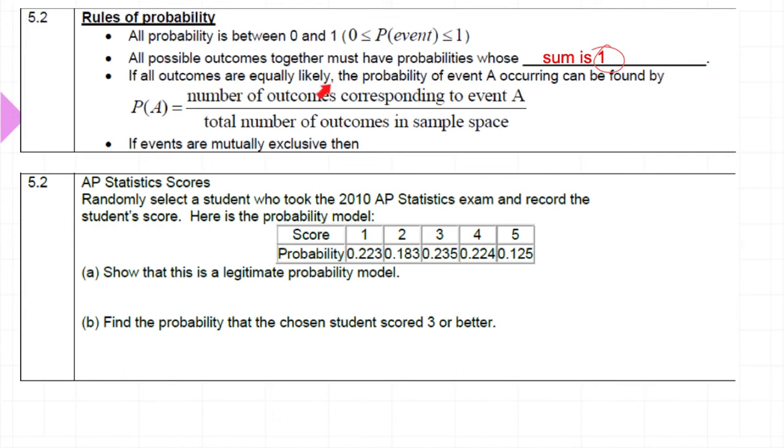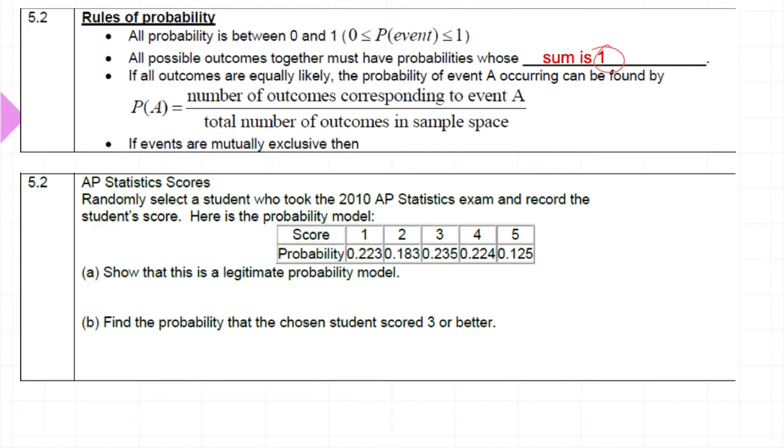If all outcomes are equally likely, the probability of an event can be found. We did this with the dice example. So here's event A. The number of outcomes that correspond to event A, so rolling a total of 5 with 2 dice, would go in the numerator. In the denominator, you get the total of all possible outcomes of dice being rolled. Okay, it looks like the notes cut off here.